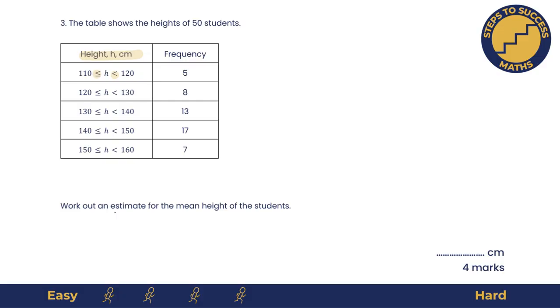When it says work out an estimate, it doesn't mean just guess. You still have to do this method. So first of all, we're going to find the midpoint of the height. We're going to find the midpoint because we don't actually know where the data is inside that group.